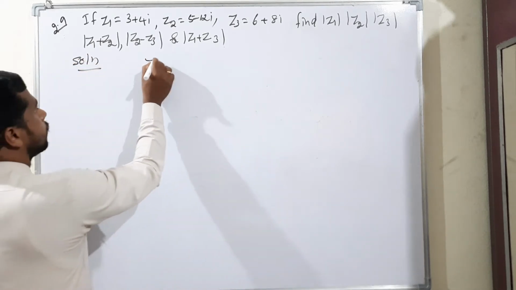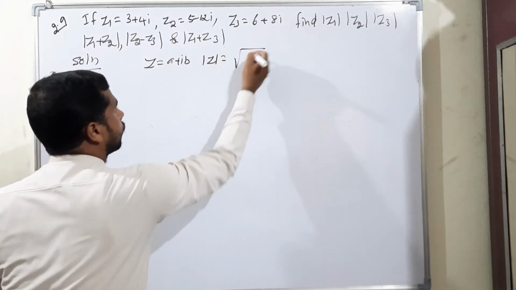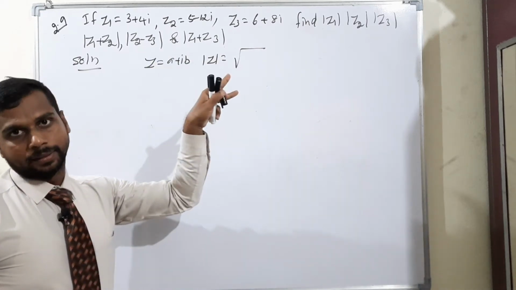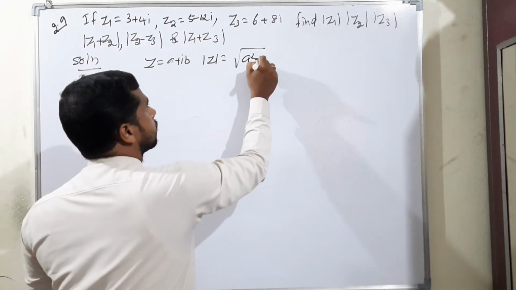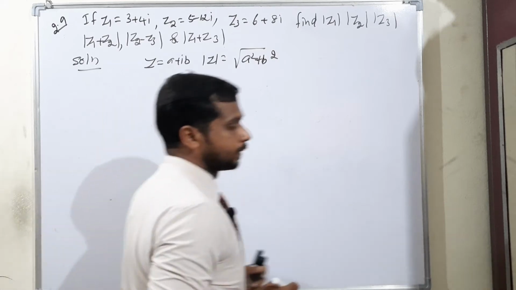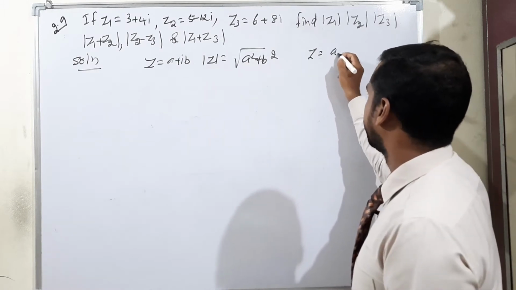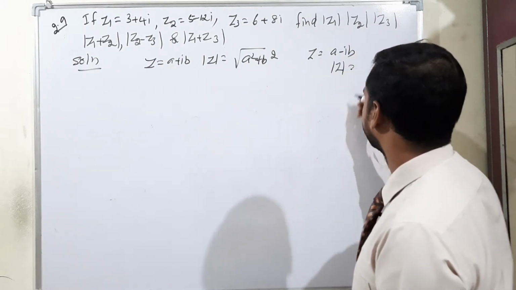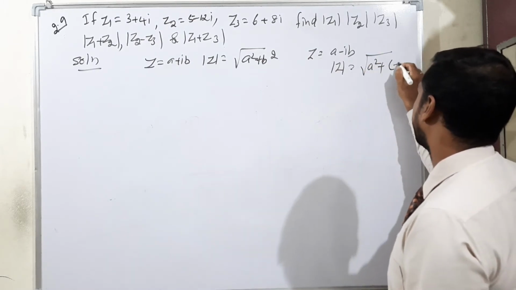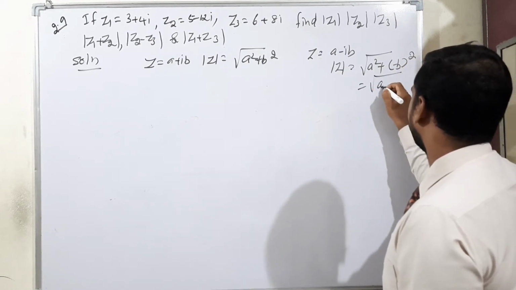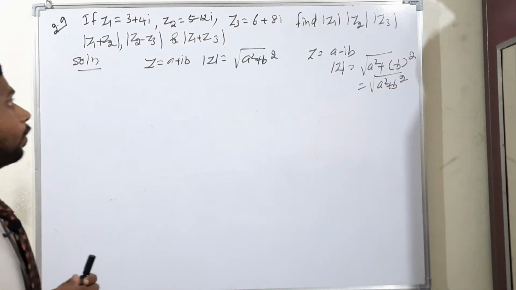You already know that if z is equal to a plus ib, then the modulus is the square root of a square plus b square; the i is neglected, no need to consider it, but the sign is very important. Similarly, if z is equal to a minus ib, the modulus of z is the square root of a square plus, since b has a minus sign, minus b the whole square. Therefore the answer is again a square plus b square. So now I am doing one by one.